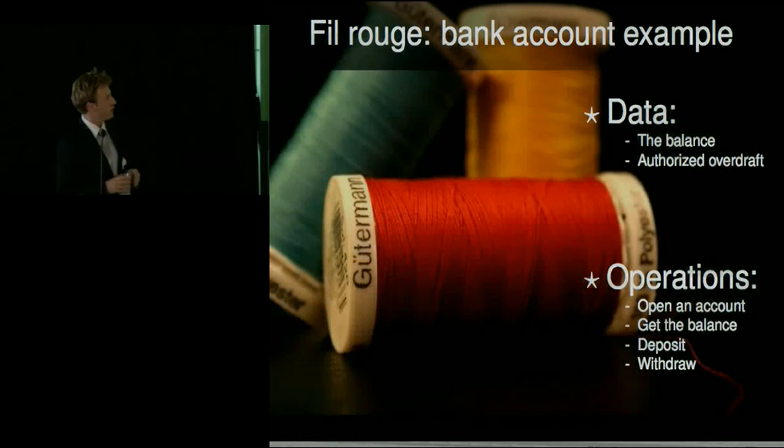The thread I'll use is a fairly old example, which is the bank account example. A really schematic view of a bank account is the balance you have on your account and perhaps the authorized overdraft. And then what you want to do with the account is open it, check the balance, put some money on it, get some money out of it, and so on.